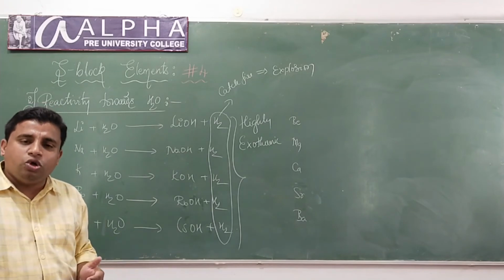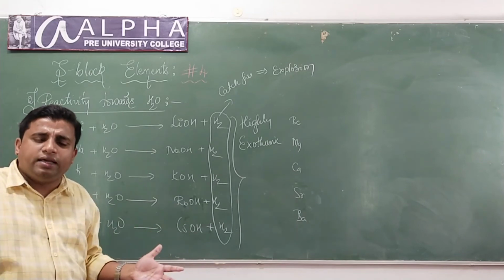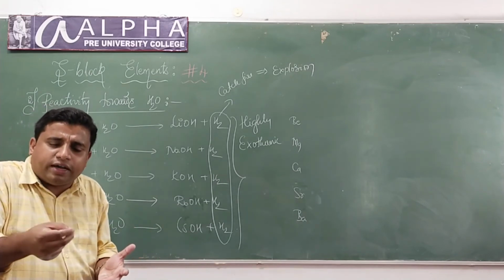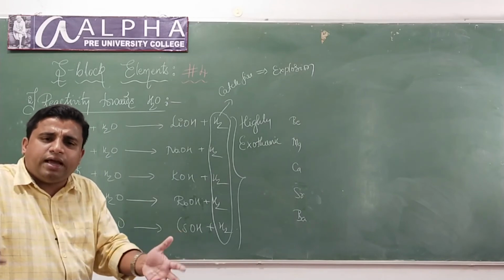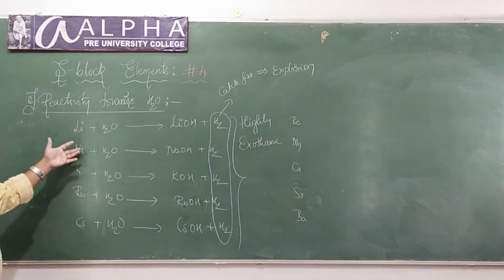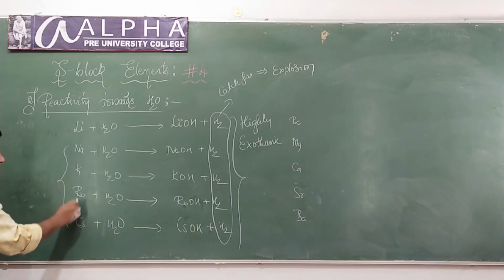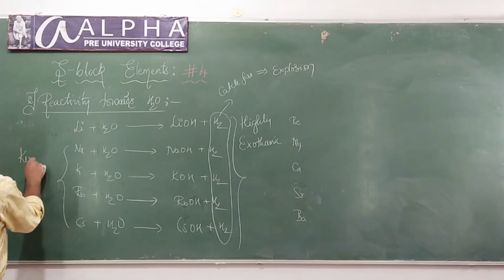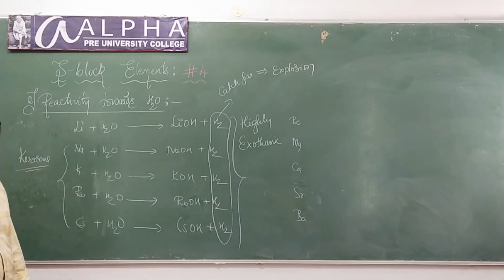Hence, we cannot expose these alkali metals directly to air. What happens when alkali metals are exposed to air? They might react with the moisture, form hydroxide, and liberate hydrogen gas. Again, the reaction becomes exothermic and it might explode. So we can't expose these alkali metals directly to air. We will store sodium, potassium, rubidium, cesium in kerosene.